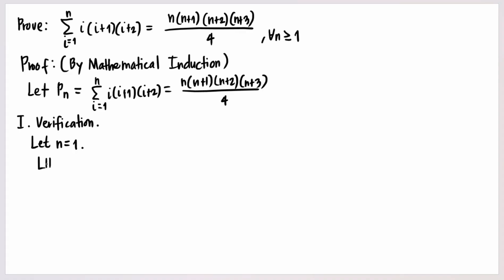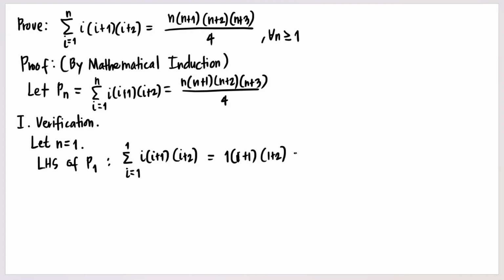So the left-hand side of P1 would be the summation, which is equal to, replacing i, 1 times 2 times 3, and we get 6.